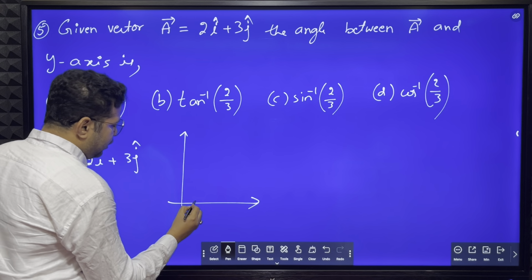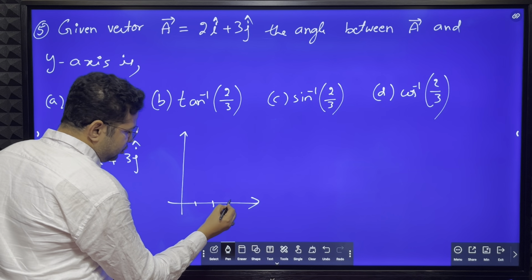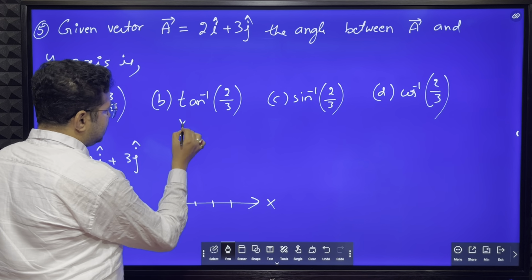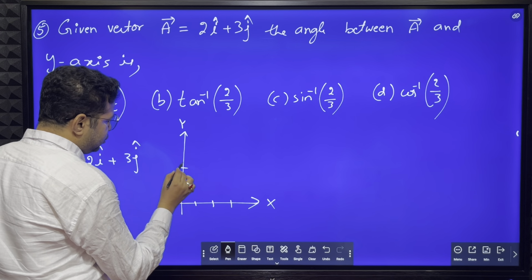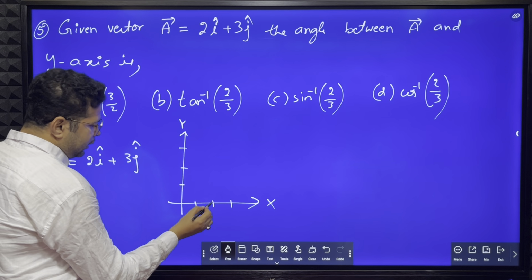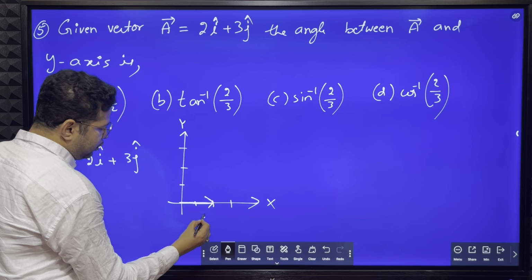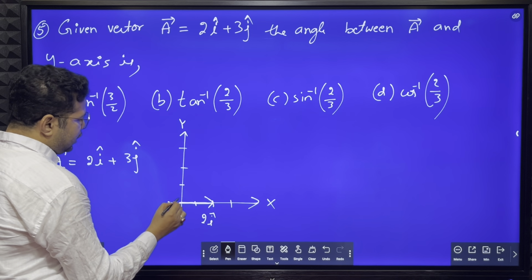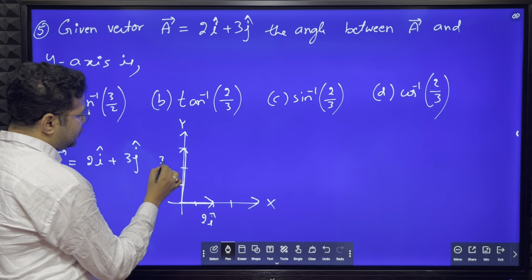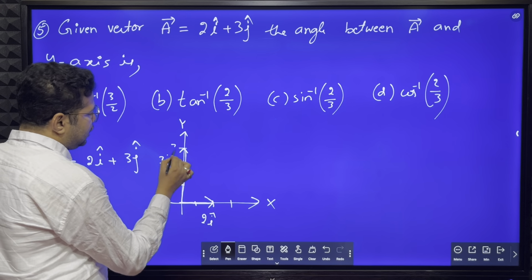So what is this vector A? 1, 2, 3. Okay, this is x axis. This is y axis. 1, 2, 3. 2i cap means this is 2i cap. 3j cap means this is 3j cap. This is 1, 2, 3 along y axis.